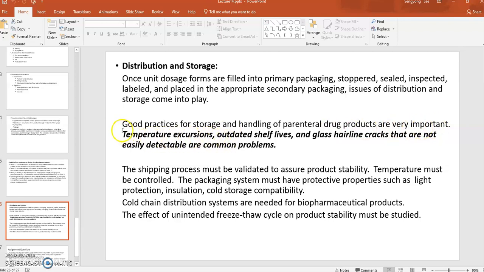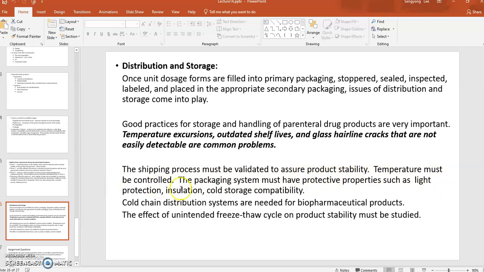So you need to keep them, if it's refrigerated, at constant temperature. No fluctuation. Excursion means fluctuation of temperature should not happen. Outdated shelf life, so within the shelf life, they should be kept, of course. And glass hairline cracks that cannot be easily detected are common problems. So during the packaging or during the transportation, some damage could happen to your vials and syringes. Okay, that should not happen. That's what it means. The shipping process must be validated to assure product stability, of course.